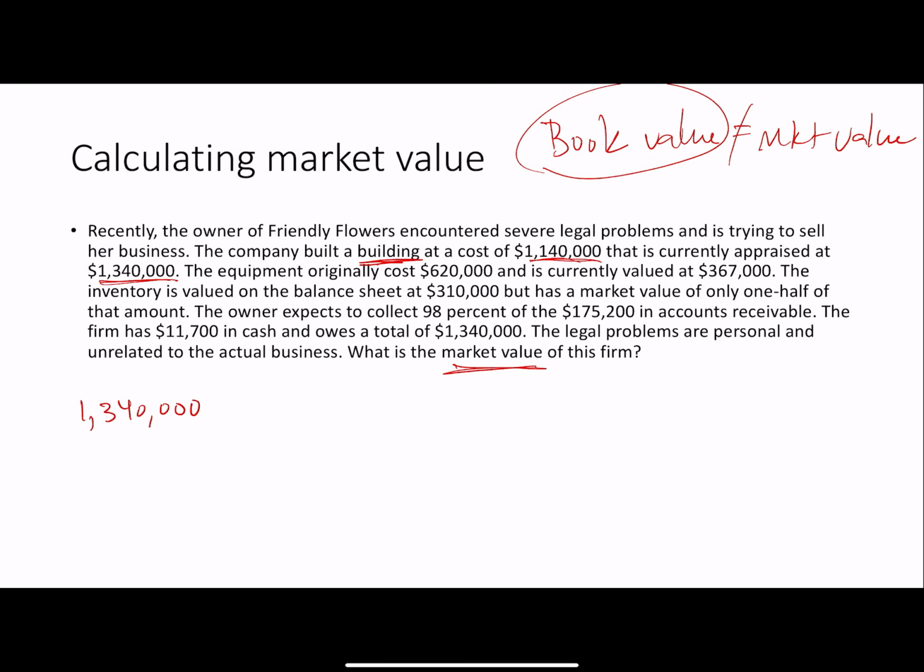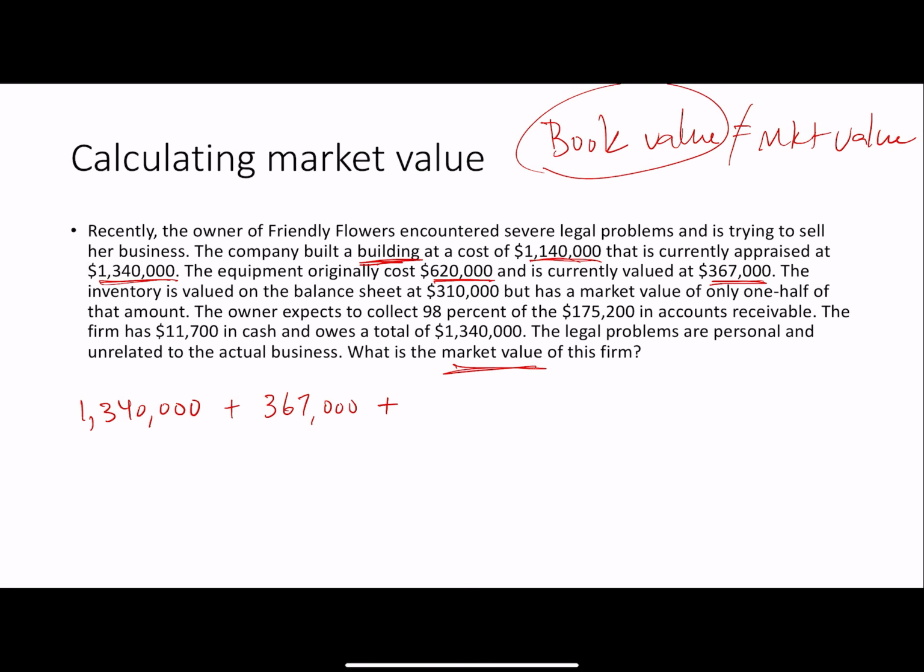The next thing is the equipment. You can see the equipment originally cost $620,000, but that original cost is unrelated to what it's valued at today, which is $367,000. So we're going to add $367,000, which is the estimated cost of the equipment. If we had to sell it today, what could we get for it? All right, what else does the firm own? Inventory.